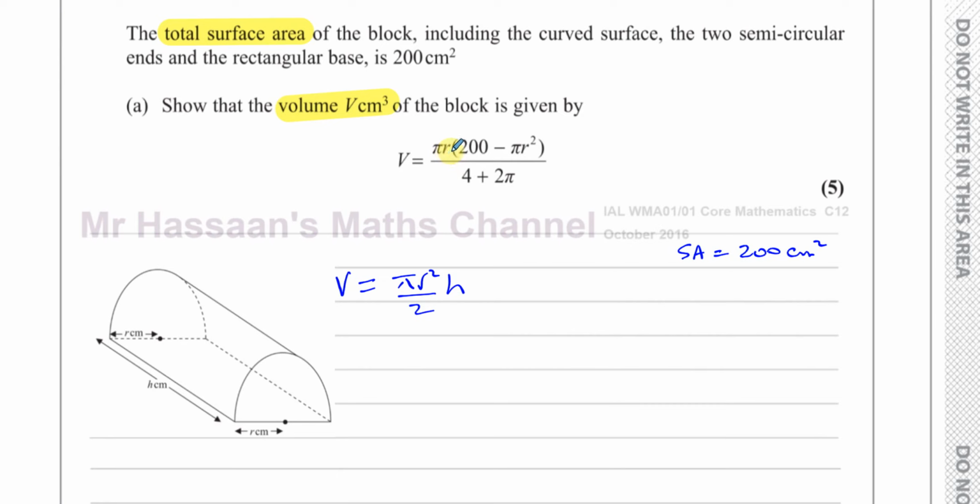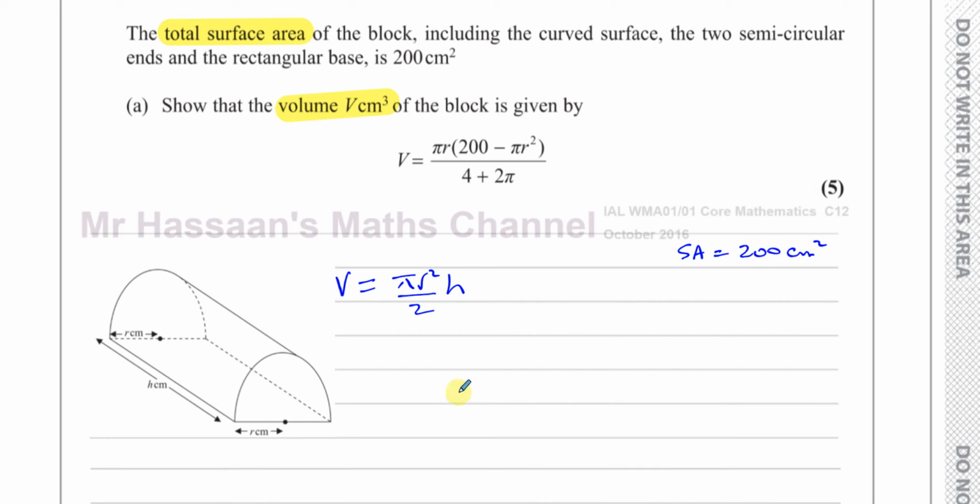Now we see what we have to show doesn't have any h in it, it just has r's and pi's, right? The only variable here is r. There's no h. So how did that happen? Well, we have to think about the surface area. So let's think about what they told us. They told us the surface area is equal to 200 centimeters squared.